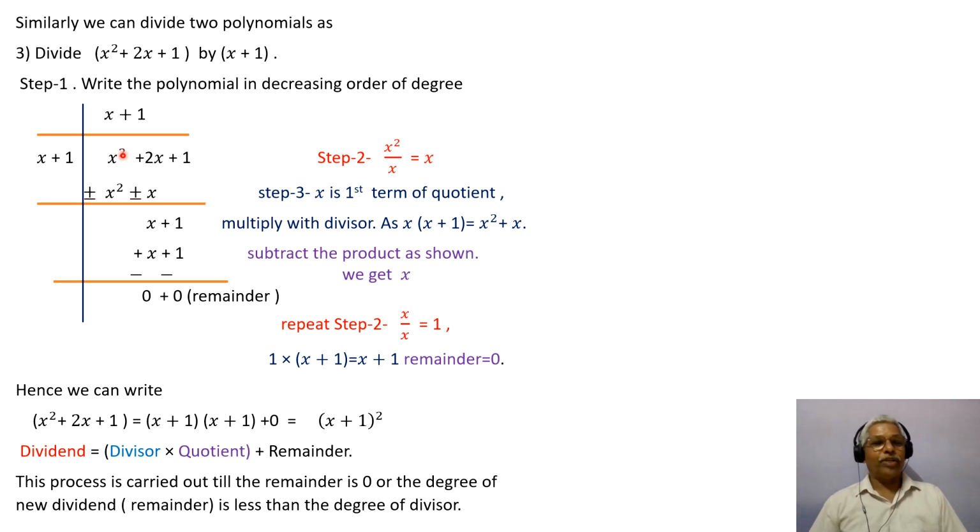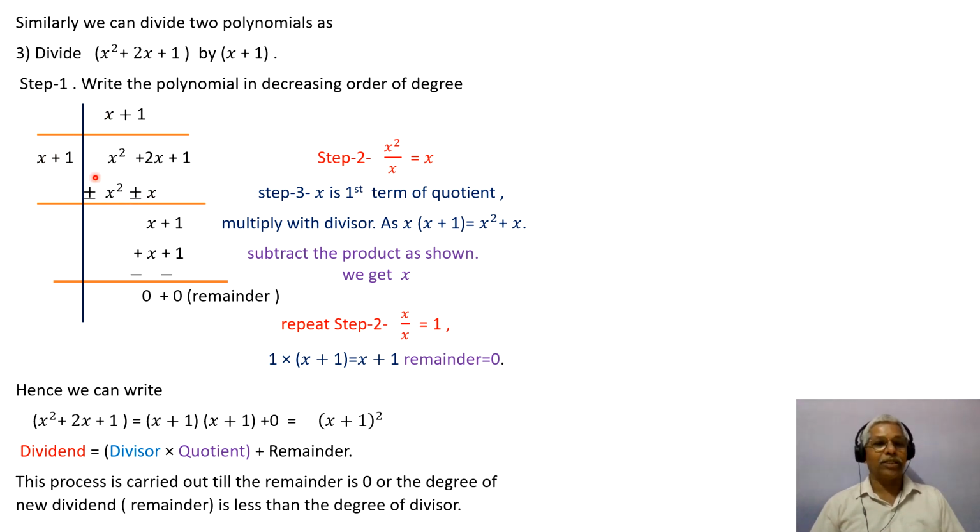The moment you write this, the second step is very important. Now divide the first term of the dividend by the first term of the divisor. See here, step 2: x square upon x, this is equal to x. Got it? Now see here, step 3: the answer x is the first term of the quotient, so write it here and multiply with the divisor. So this x into the whole divisor: x into x plus 1 is equal to x square plus x. Or you can do it like this: x into x is x square and x into 1 is x. Got it? x into x plus 1 is x square plus x. You can write the whole thing like this, or it is very easy to do it like this.